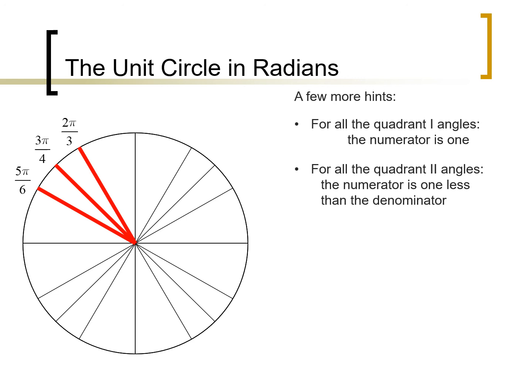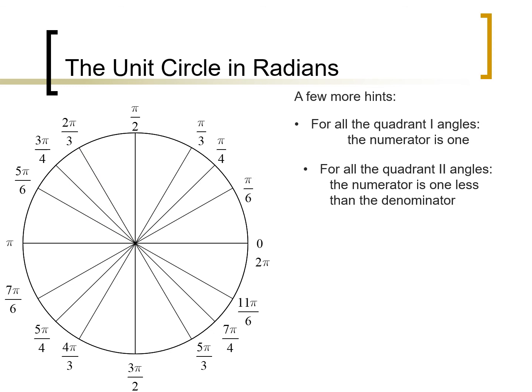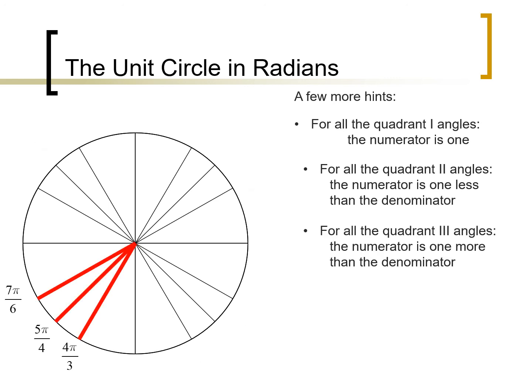Quadrant 3. Take a look at those angles. 7 pi over 6, 5 pi over 4, 4 pi over 3. How does the numerator relate to the denominator? Well, 7, 6, 5, 4, 4, 3. Hopefully you're noticing in quadrant 3, the numerator is 1 more than the denominator. 7 pi over 6, 5 pi over 4, 4 pi over 3. Quadrant 1, numerator is just 1 pi. Quadrant 2, the numerator is 1 less than the denominator with a pi. Quadrant 3, the numerator is 1 more than the denominator with a pi.